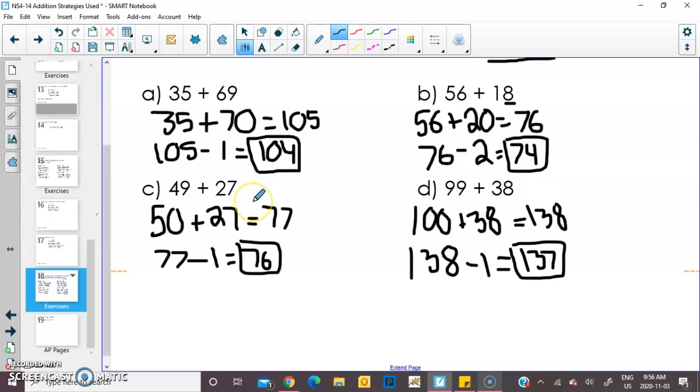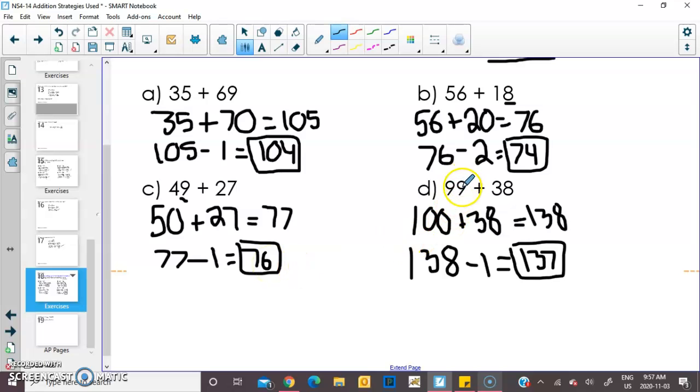Okay, let's move on to C. We have 49, which ends in either 8 or 9. In this case, a 9. So we're going to round that up to the nearest multiple of 10, which is 50. And then we're going to add 27. So 50 plus 27 equals 77. Okay, now because we added the 1 to the 49 to make it 50, we need to minus the 1. So 77 minus 1 equals 76.